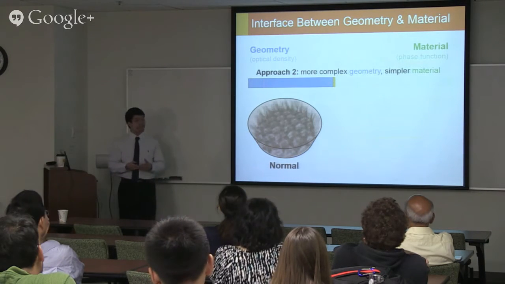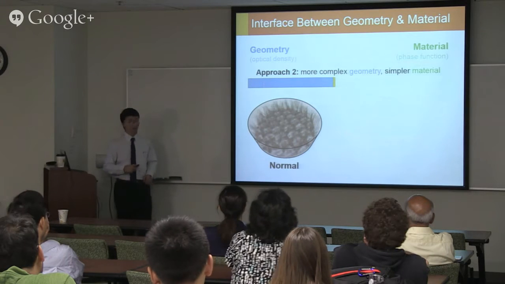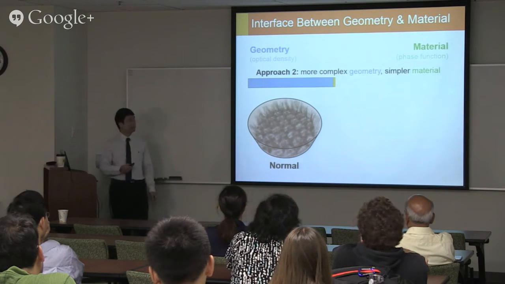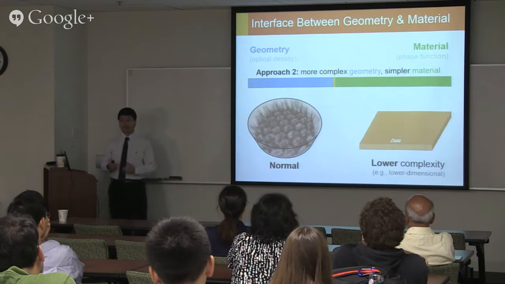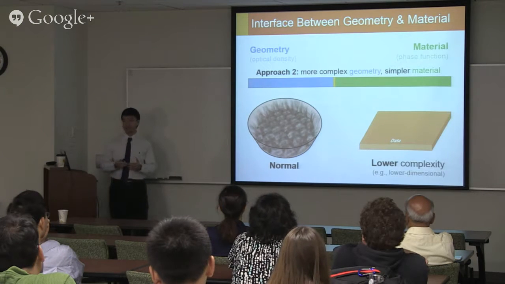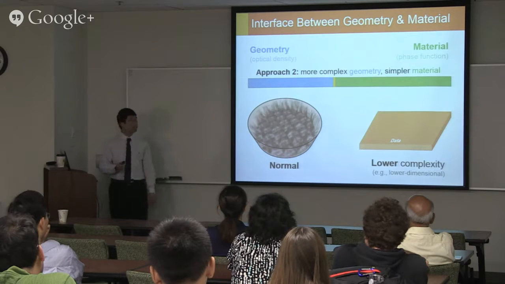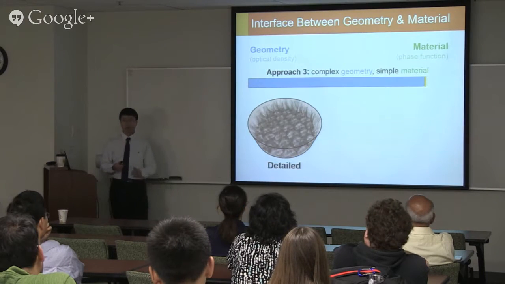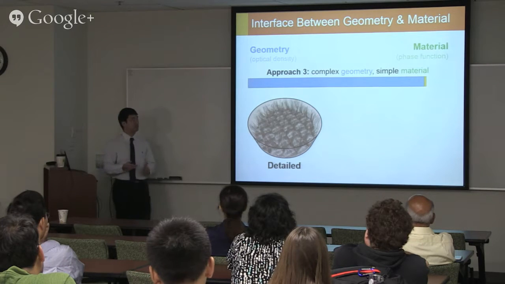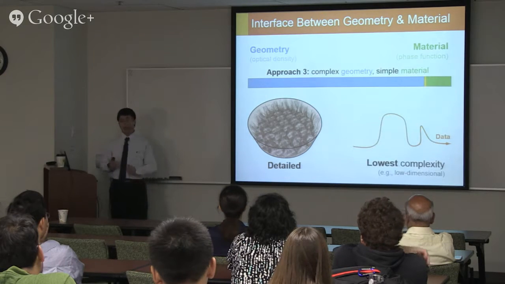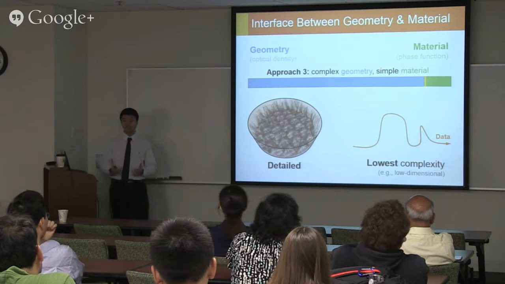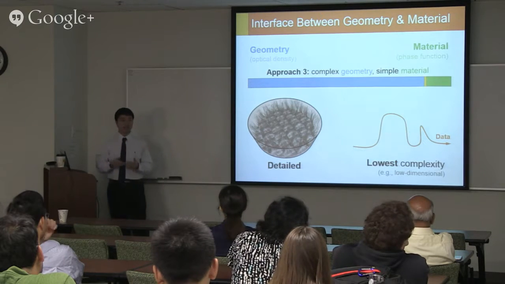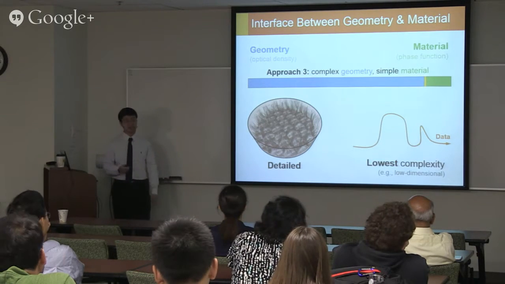Another possibility is to use a finer representation of geometry. This may allow us to simplify the material representation, possibly by lowering its dimensionality. Of course, we can go to the other extreme by leaving most complexity in geometry. In this case, it is possible to use relatively simple material models to achieve a similar level of resulting accuracy.